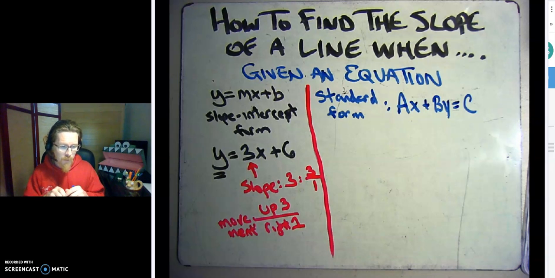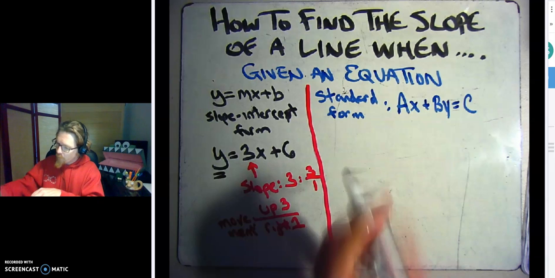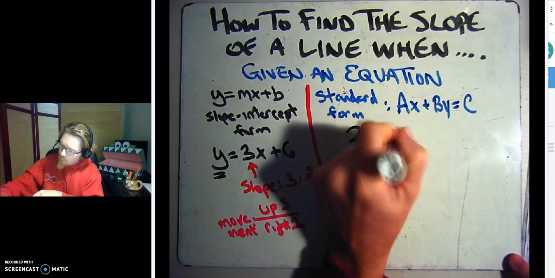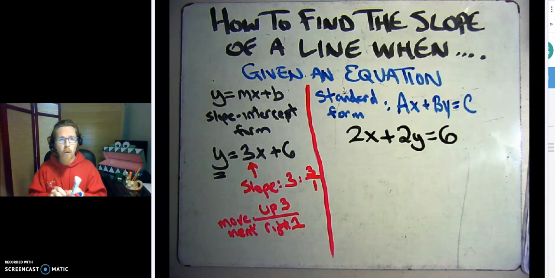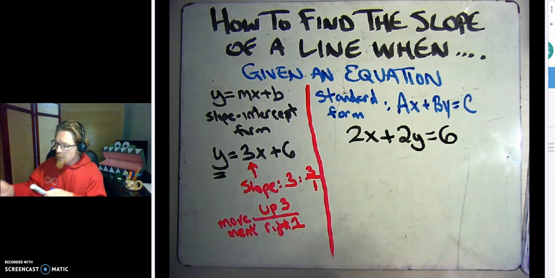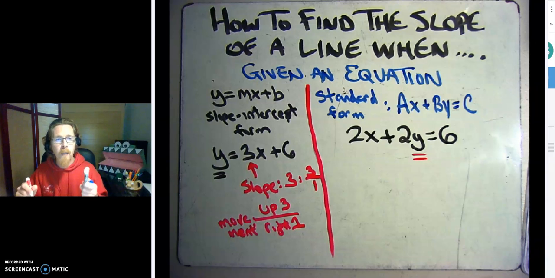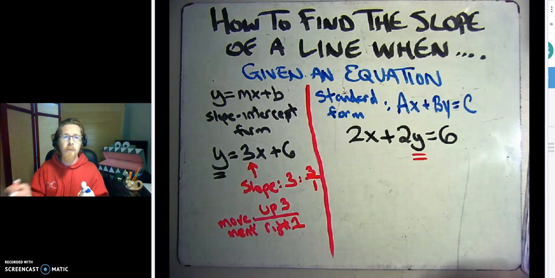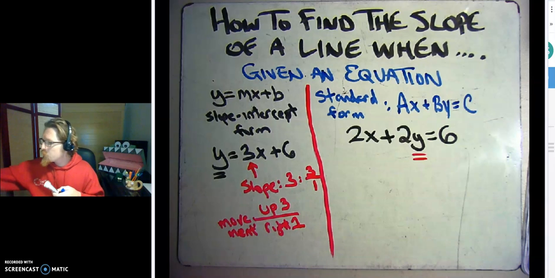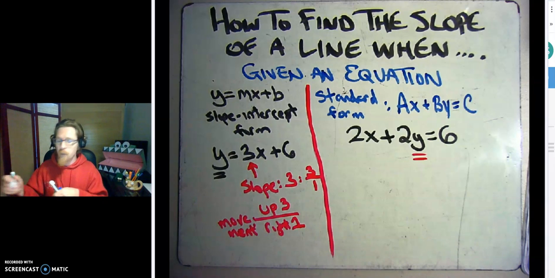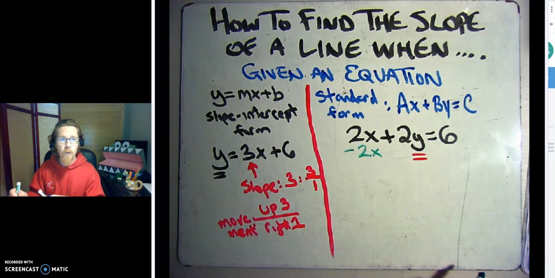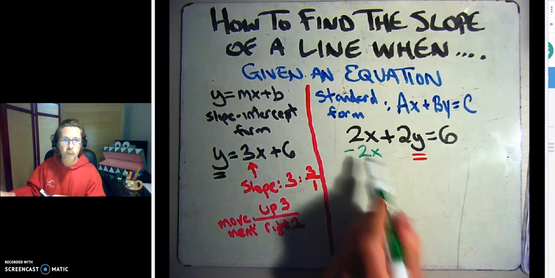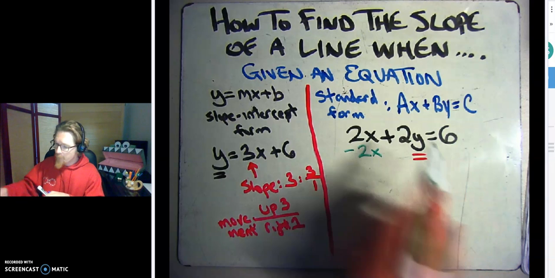So let's say that we're given the equation 2x plus 2y is equal to 6, and you're asked to find the slope of this equation. Our goal first is to get the y value by itself, so we need to do some inverse operations. Because the 2x is positive and I want to get rid of it, I'm going to subtract 2x. But the law of equality states that whatever you do to one side of the equation, you have to do to the other.